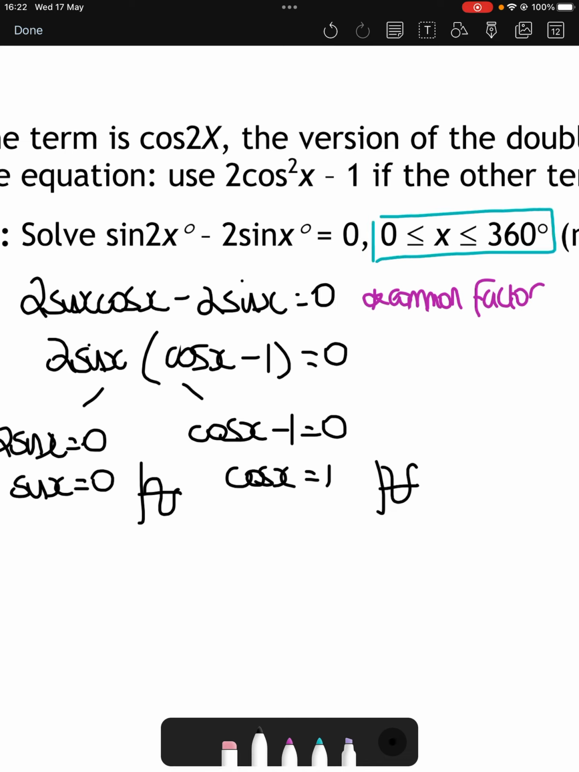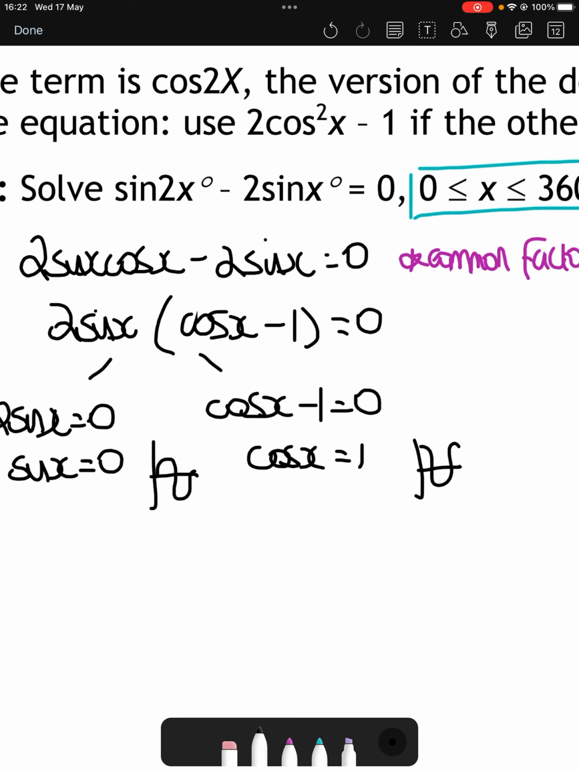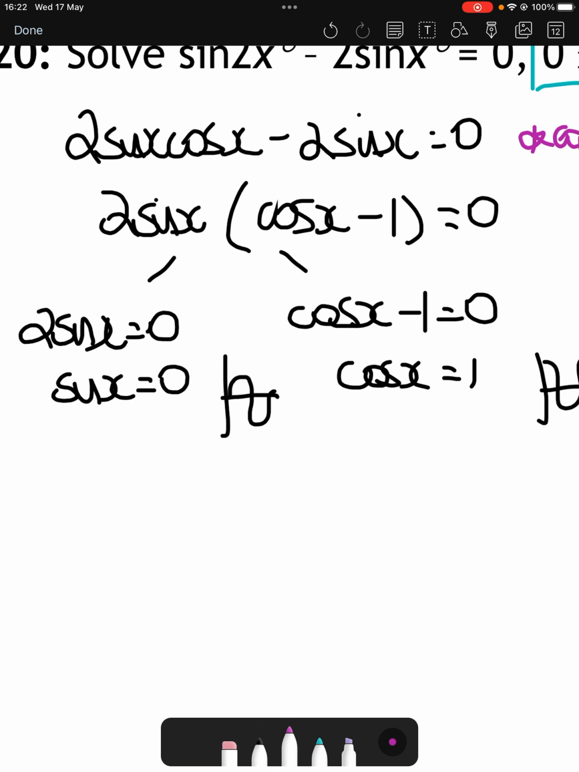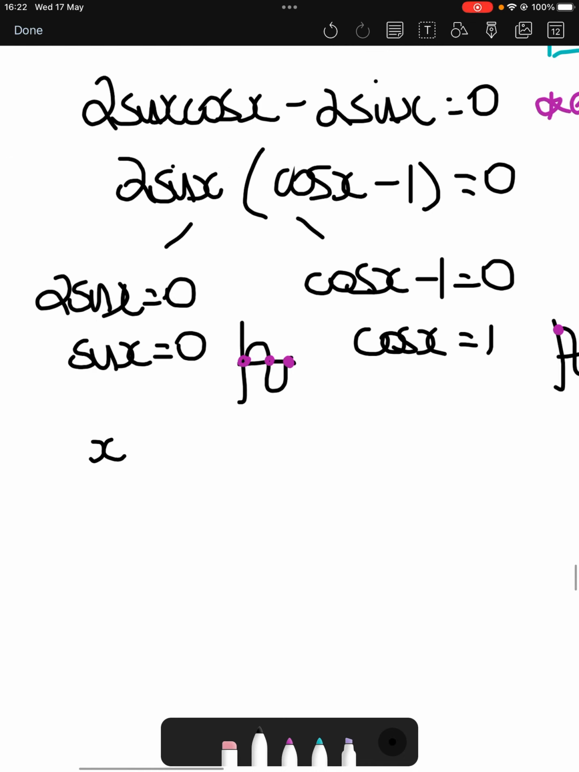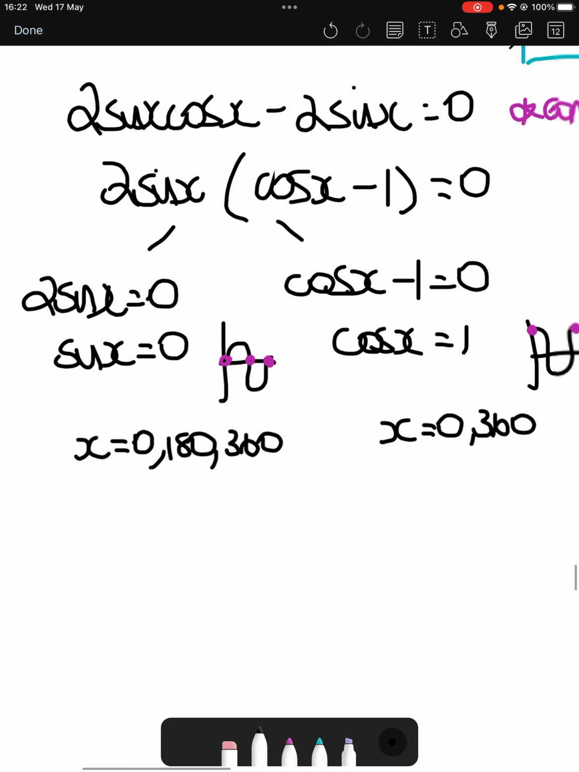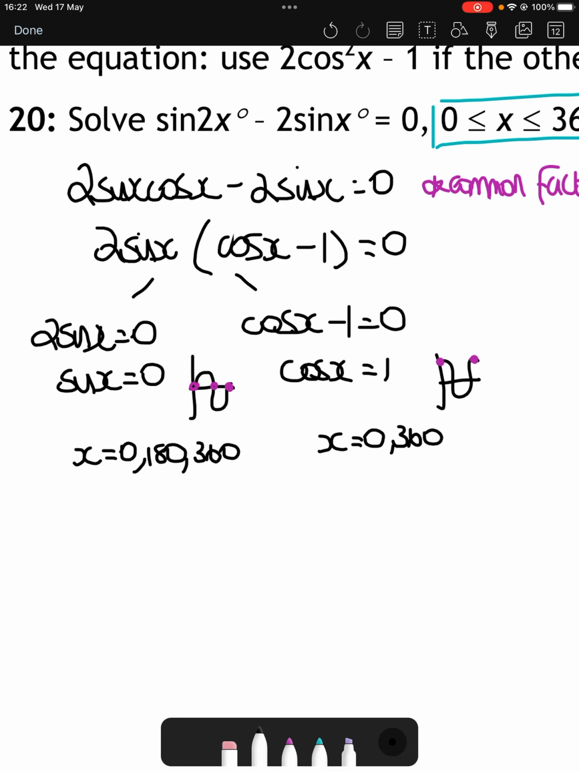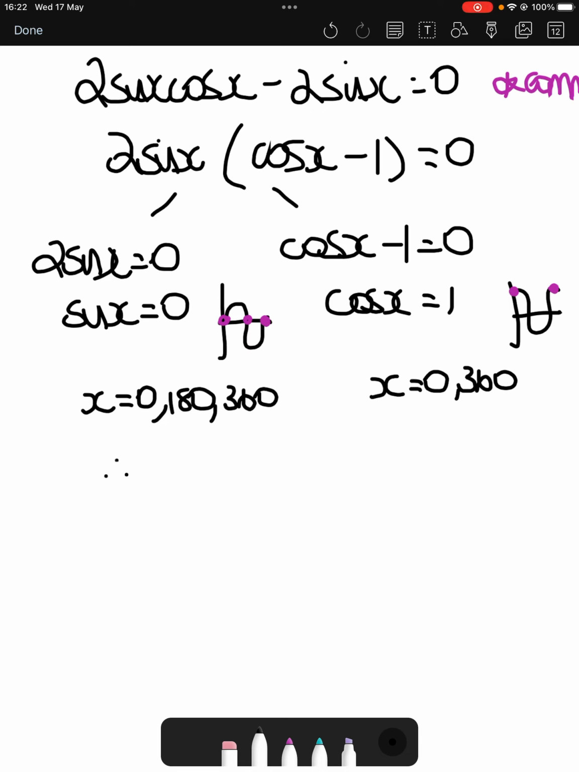So 0 and 360 are included in this question. Where is sine x 0? It's 0 there, there, and there. And where is cos x 1? It's cos x 1 there and there. So on this side, we have 0, 180, and 360. On this side, we have 0 and 360. And obviously, it would depend on the question. If 0 wasn't included, we wouldn't put it down as an answer. So therefore, x is 0, and we'll get 0 and 360 twice.